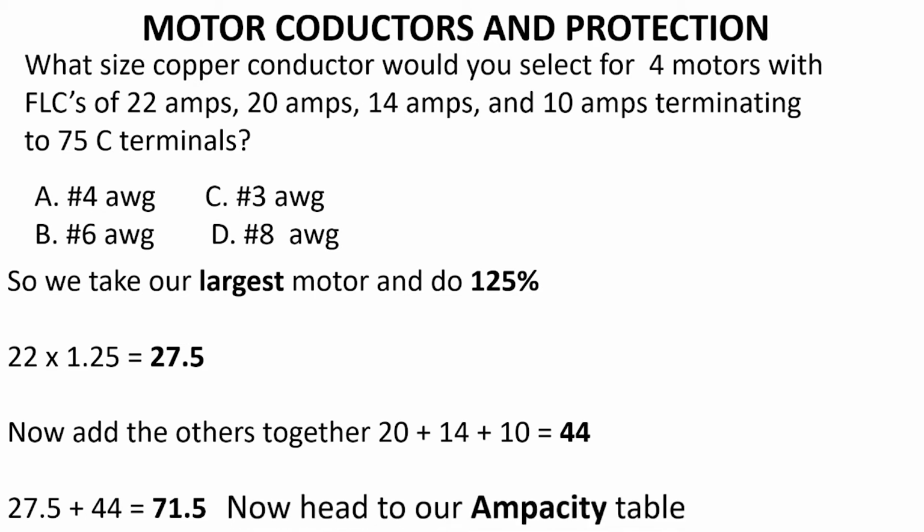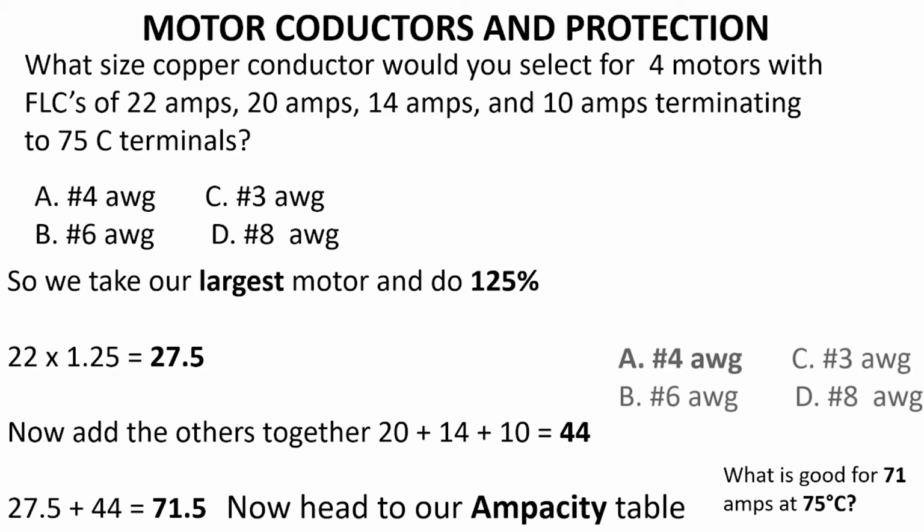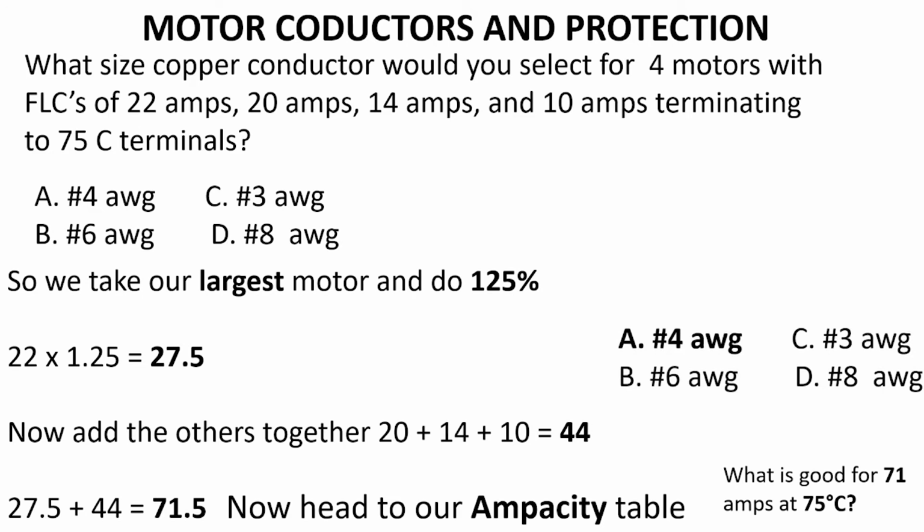Now we head to our ampacity table to size our wire. So what wire is good for 71 amps in the 75°C column? It's going to be a number 4.